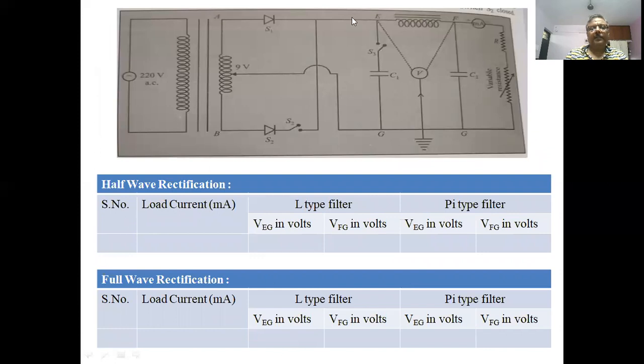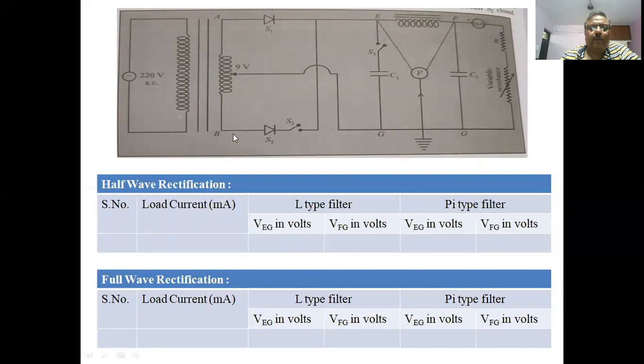In the experiment, we connect the circuitry like this. There's a 220-volt AC coming from the main power supply. This is fed to a transformer. The transformer is a step-down transformer. It reduces the voltage to 6 volt in your case. This is not 9, this is 6 in your case. And the transformer used has the number 606.